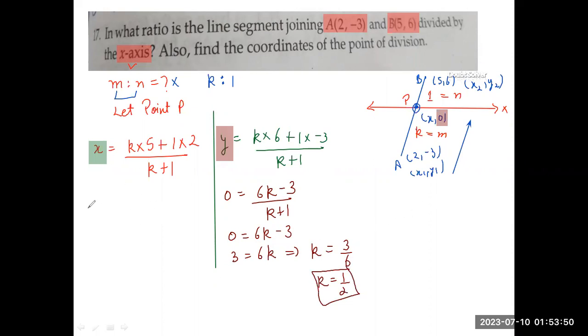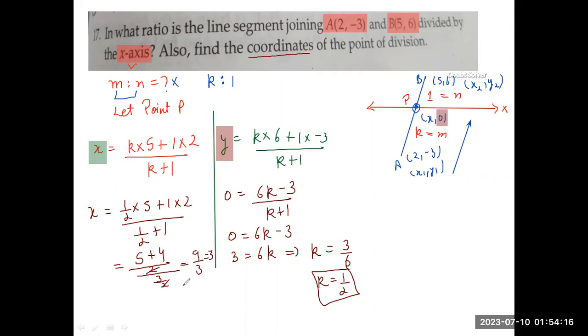Let's substitute that K for X as well, because we have to find the coordinate as well. So, K is 1 by 2, of 5 plus 1 times 2 over 1 by 2 plus 1. So this would be 5 by 2 plus 2, which is 9 by 2, over, taking the LCM, 3 over 2. So this gets cancelled. I get 9 over 3, and I get the coordinate of point P. For point P, x is 3, and y was given as 0. So I can write the coordinate for P as 3, 0.